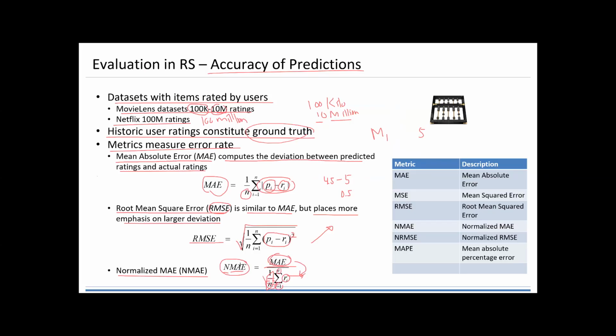Actually, we also have MAE, mean absolute error, MSE, mean square error, RMSE, root mean square error, normalized MAE, normalized RMSE, and MAPE, mean absolute percentage error.